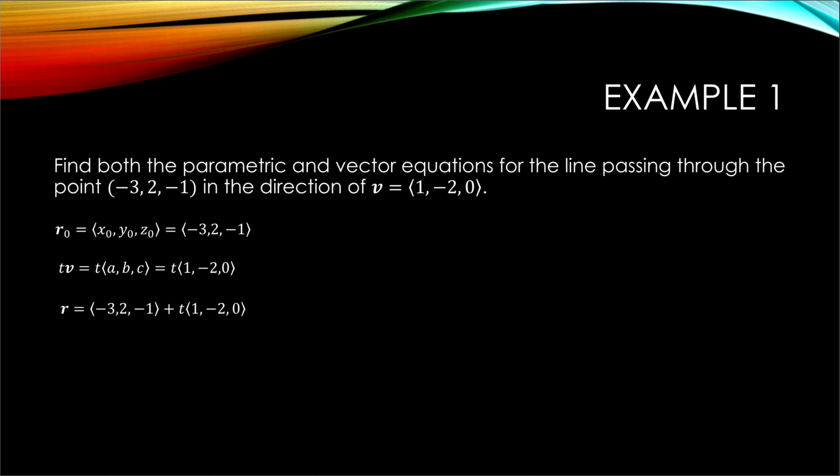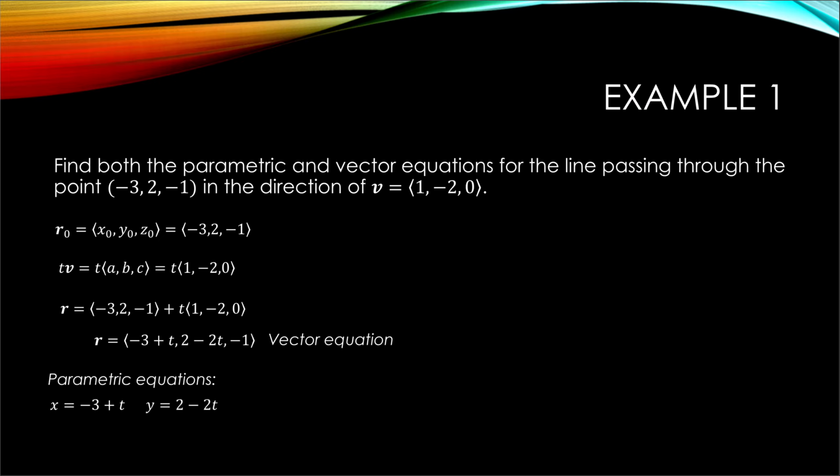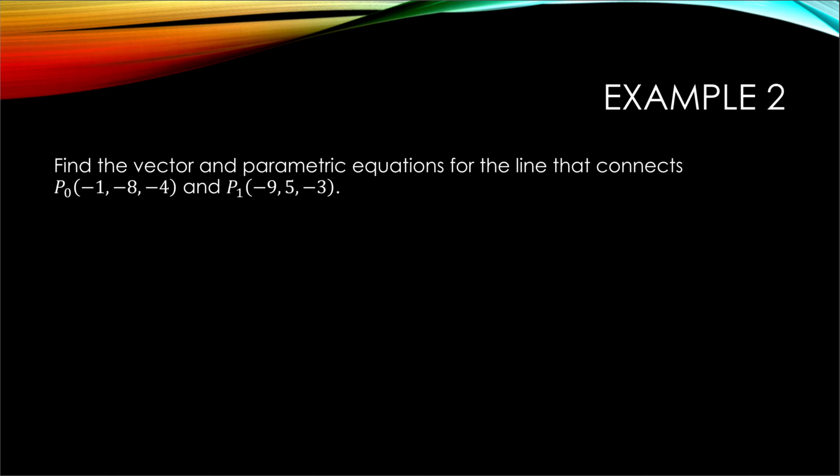If I add those component by component, I get R is equal to a vector with components -3 plus t, 2 minus 2t, and -1. This is my vector equation for this line. My parametric equations are the components themselves. X is equal to -3 plus t, y is equal to 2 minus 2t, and z is equal to -1. Let's work another example.